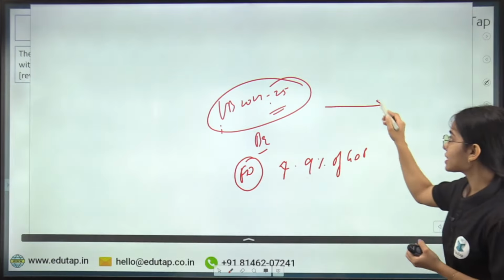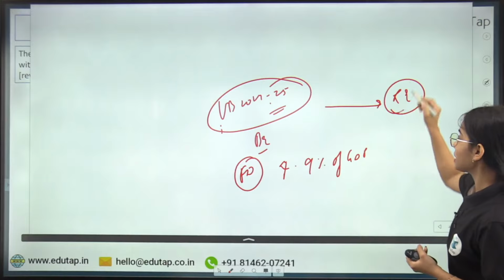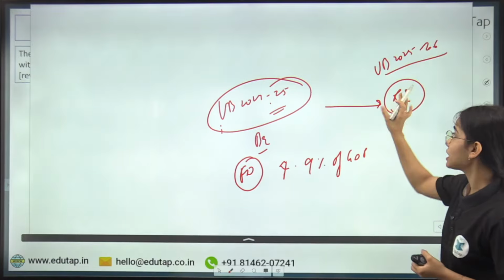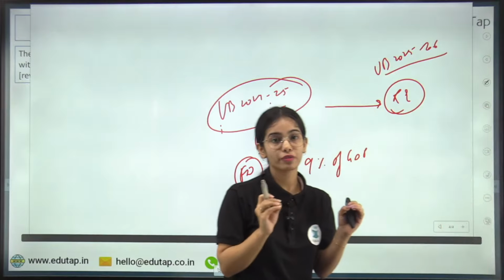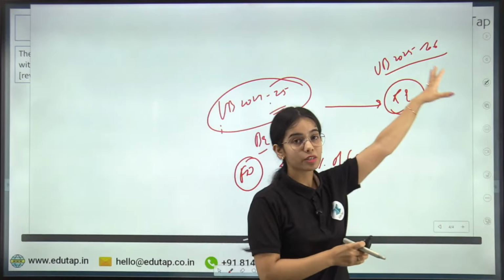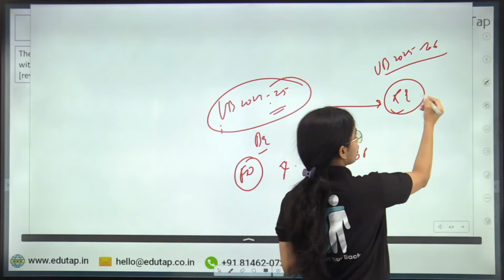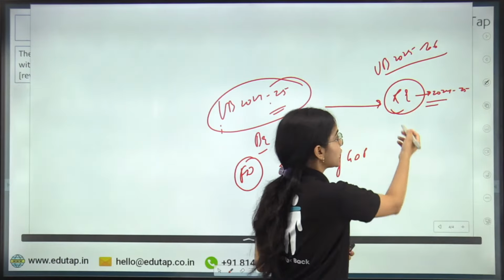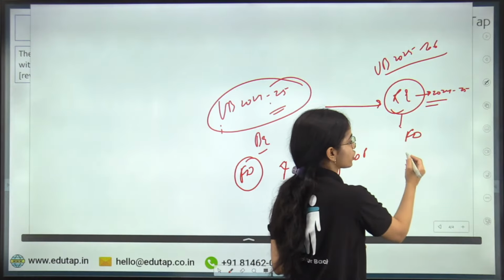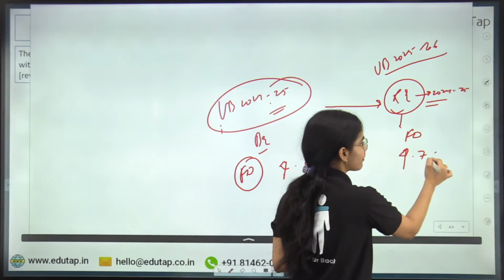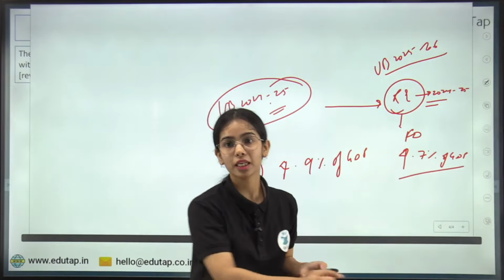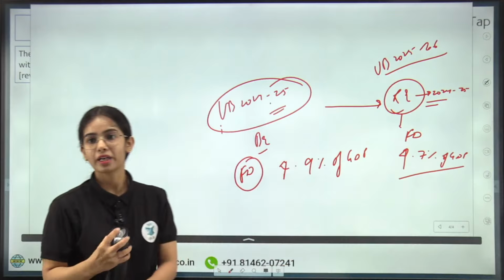But when the revised estimates came, in the union budget of 2025-26, the revised estimates were released for 2024-25, and as per the revised estimates, the fiscal deficit has further reduced to 4.7% of GDP. Now, is this good news or bad news? Anyone can tell me? Is this good news or bad news?